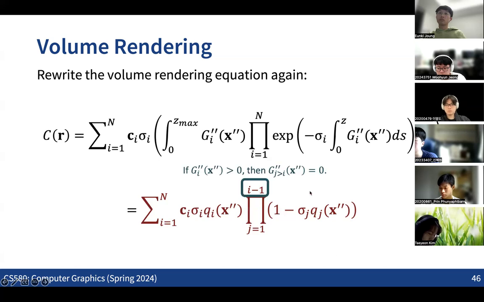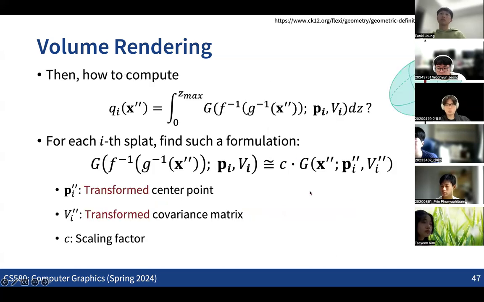Yeah, I guess if you follow all these equations, then the main question is how exactly we calculate this Q term, right? That was the case where we take the integral along a line passing through the ellipsoid, like this elliptical cone. When you have this Gaussian cone defined with the center and the covariance matrix, how are we going to compute this?